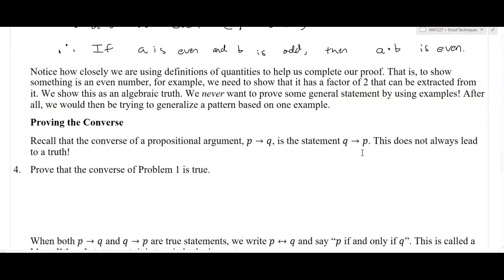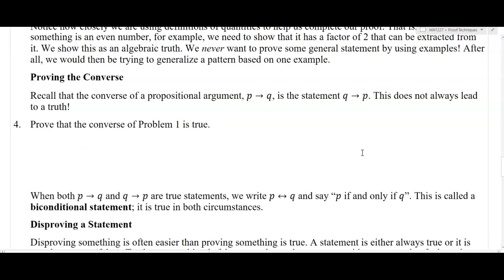One thing is proving the converse. The converse is not always true, right? But the converse means that if P implies Q is my statement, then the converse of that is Q implies P. This does not always lead to a truth. We learn that with if I am in Paris, then I am in France. That's a true statement. But if I am in France, then I am in Paris is not a true statement.